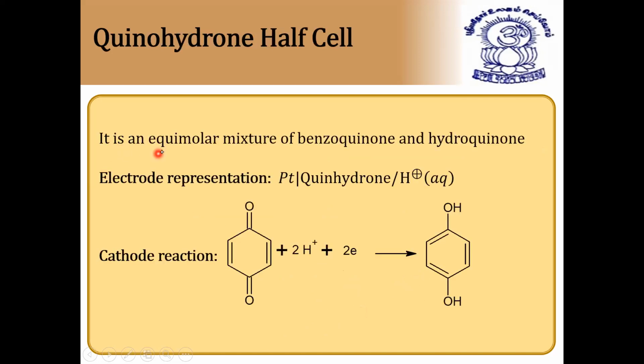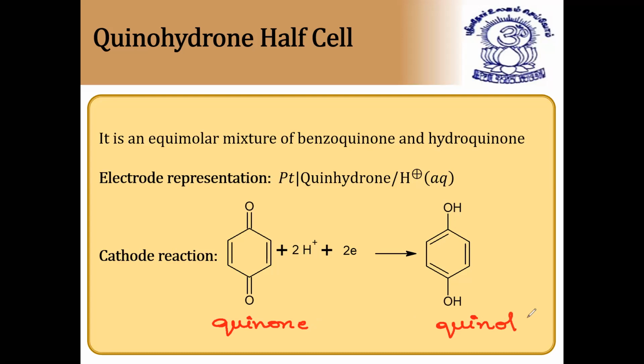Next, we have the quinhydrone half cell electrode. It is an equimolar mixture of benzoquinone and hydroquinone. So what is the electrode representation? Platinum, quinhydrone, H plus. The cathode reaction is quinone plus 2H plus gives quinol. Here "one" means ketone group and "ol" means alcohol group. So quinone to quinol: the ketone group changes to quinol, the alcohol group. That's it. So hydroquinone, or you can say quinol.